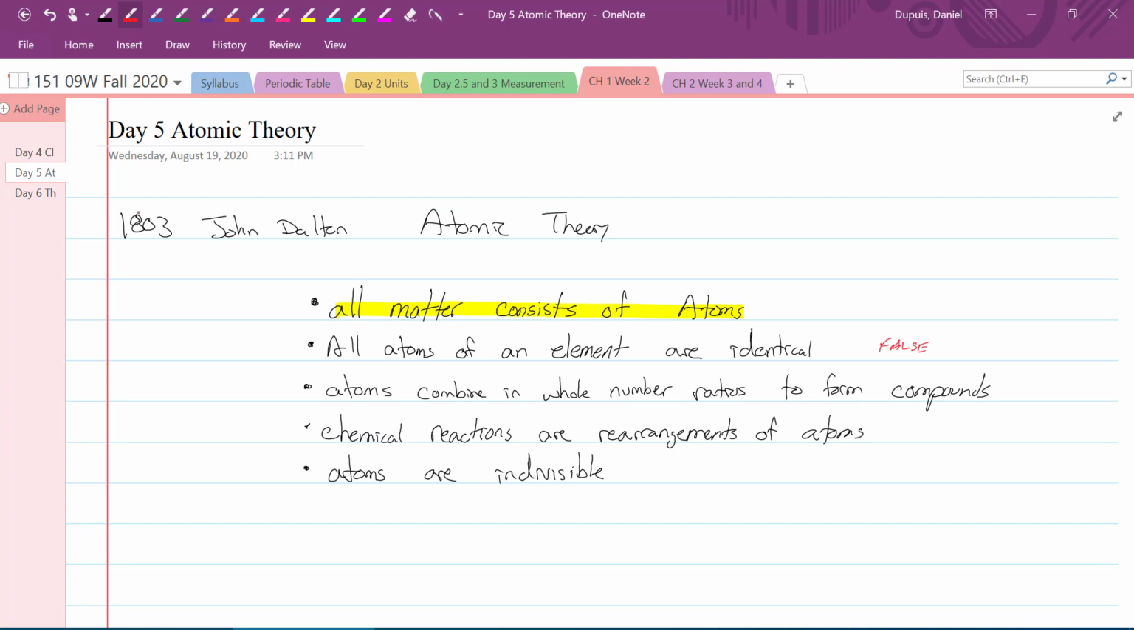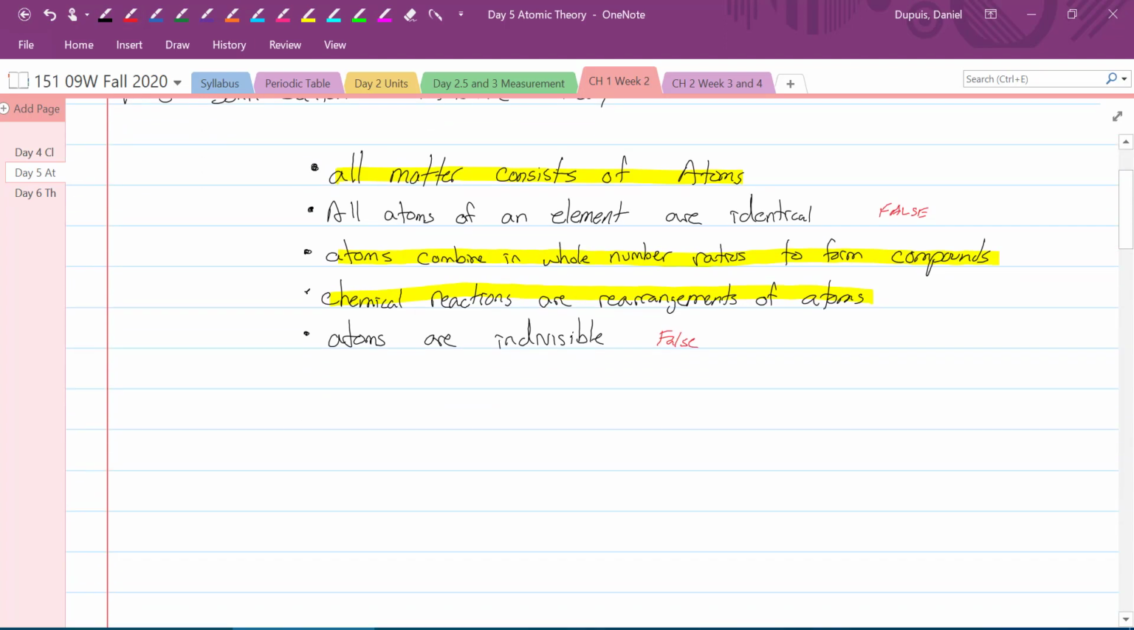And you guys might already know the answer to that. Atoms combine in whole number ratios to form compounds. That is true. Right? Chemical reactions are a rearrangement of atoms. That's also true. And atoms are indivisible. That's where we're false. We can actually take lead and make it gold now. We could do that. It is not cost effective. It is really not cost effective at all. Way more money to make that. So we don't do that. All right. So now let's talk Lavoisier.